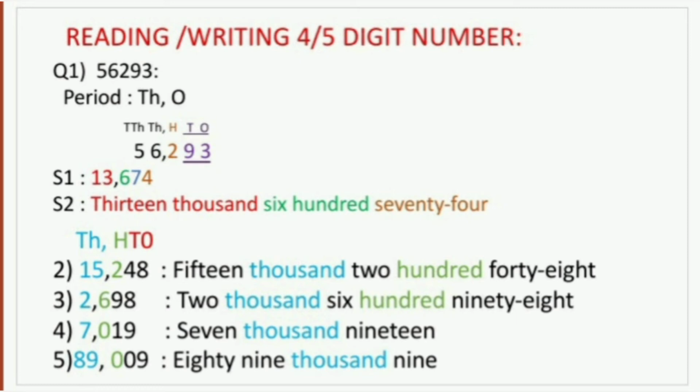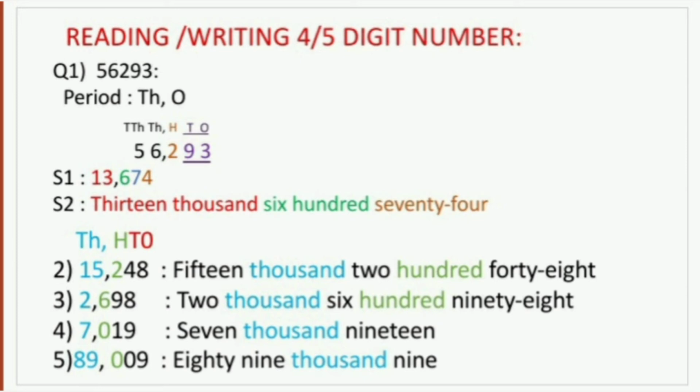Fine. Now come to the fourth question, that is 7019. And you can see where the comma is being inserted. Fine. So in the thousands period you have 7, read as 7,000. You don't have anything in the hundreds place, it's 0. Okay, so you are not going to write 0 hundred, not required at all. So 019, how will you read these three digits? That is 19 only.